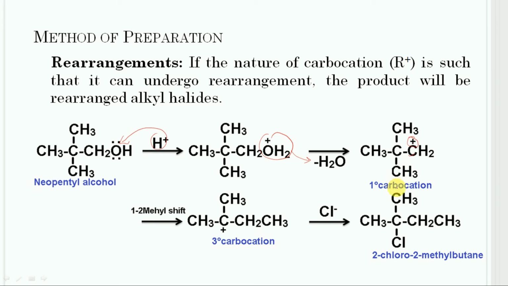This primary carbocation is less stable and it will undergo rearrangement by a 1,2-methyl shift. In this case, this methyl group shifts toward this carbon, and this tertiary carbocation gets formed. The carbon having the positive charge is now more stable. So finally, the chloride ion adds to this tertiary carbocation, and this more stable 2-chloro-2-methylbutane gets formed, and it is the rearranged product.